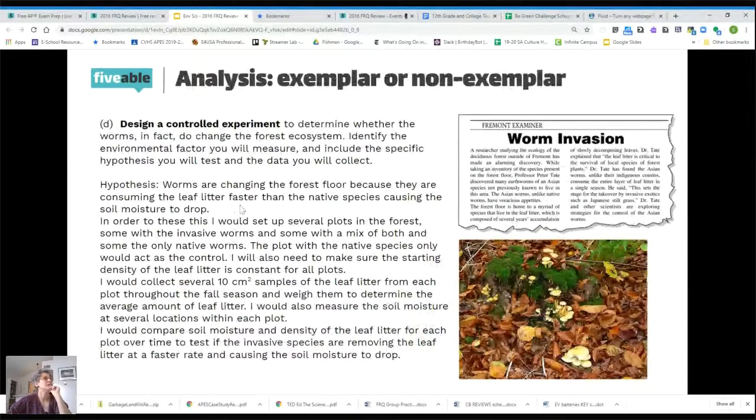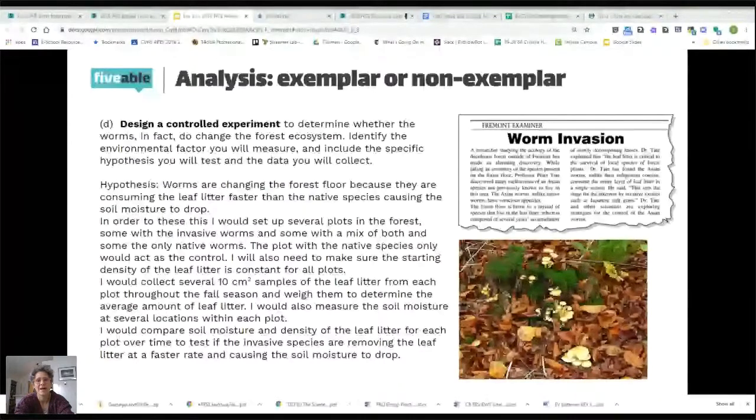Let's look at this exemplar. Is this an exemplar or non-exemplar? I'm going to put a point up. So is it good or bad, really?